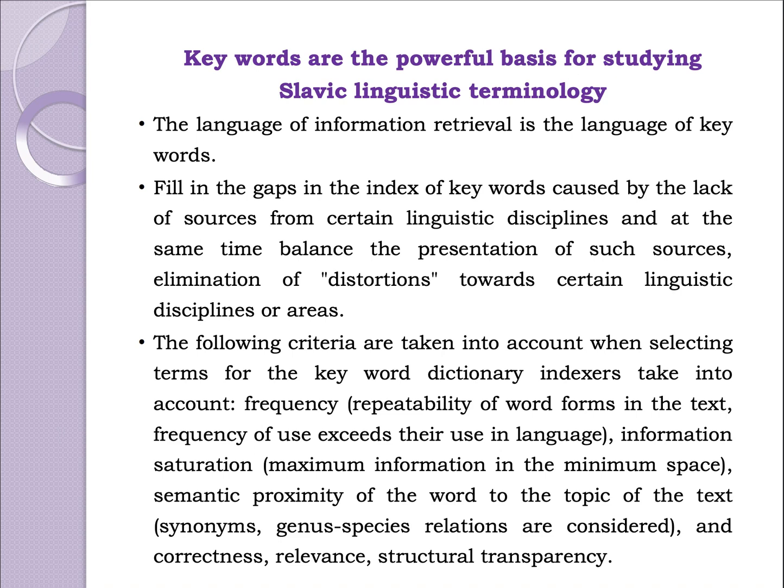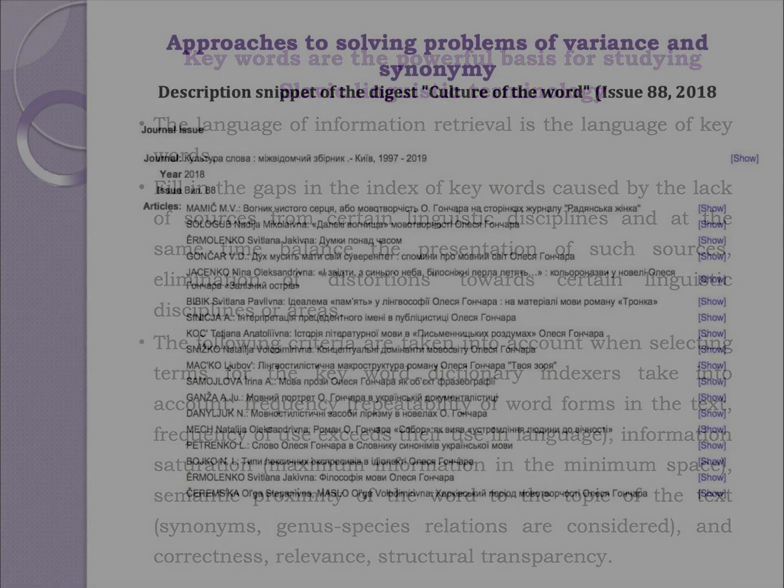The following criteria are taken into account when selecting terms for the keyword dictionary by indexers. Frequency, the repeatability of word forms in the text, where frequency of use exceeds their use in language; information saturation, maximum information in the minimum space; semantic proximity of the word to the topic of the text; synonymy and genus-species relations are considered; and correctness, relevance, conciseness, and structural transparency. The hierarchy of these criteria may vary depending on the type of term, its place in the terminological system of a particular language, and the role in the text of a particular document.